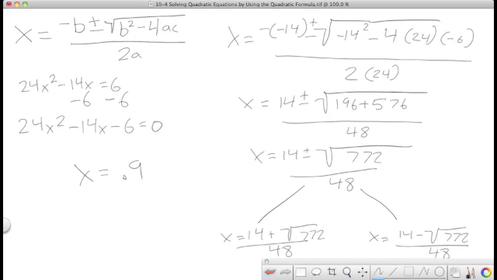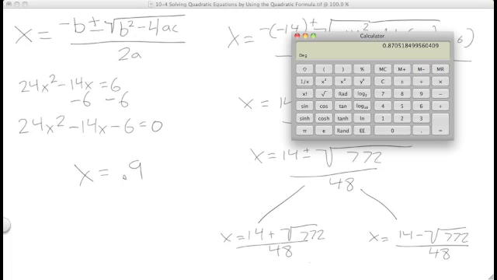The next one we're going to do, we're going to use the calculator again for this one, is we're going to go ahead and do the negative one. So we're going to do 14 minus the square root of 772, and then we're going to divide it once again by 48.